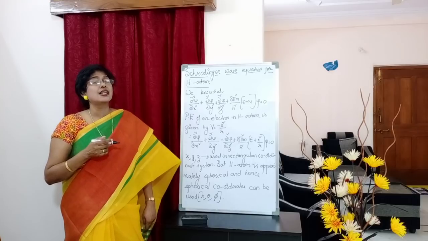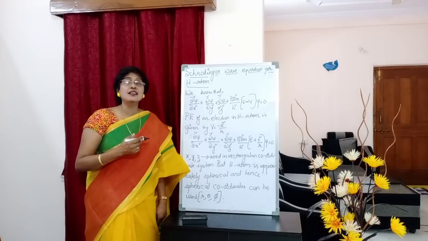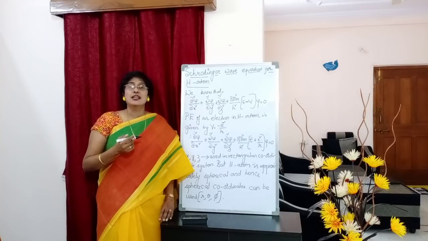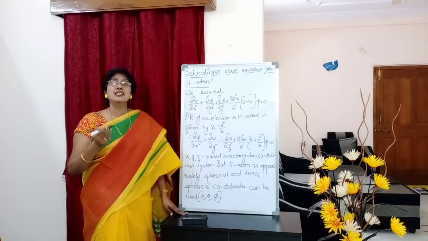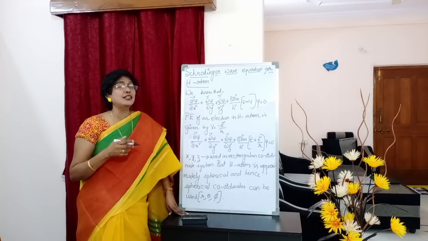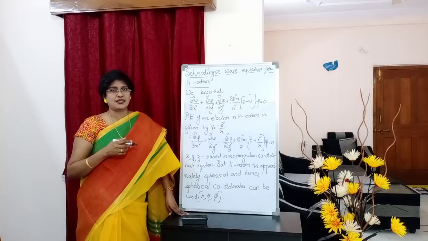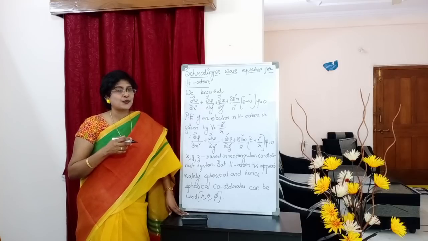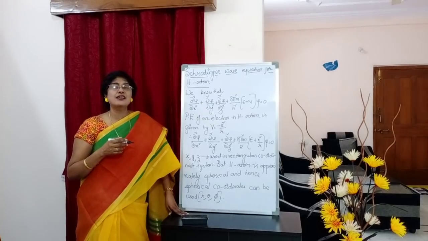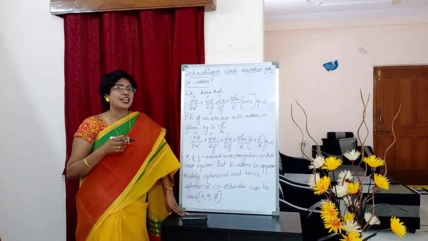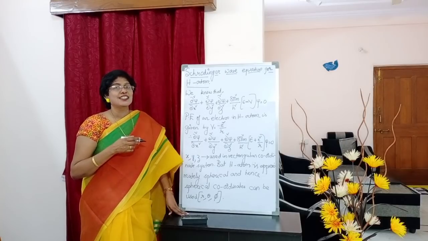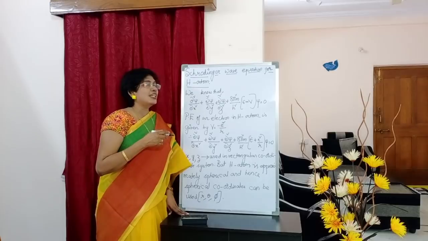Here, students, we are not going to learn how this equation is being derived. There is no derivation of this equation in your current syllabus, so we learn only the equation. Clear? So put the side heading Schrodinger wave equation for hydrogen atom. Underline the side heading also. So what is this Schrodinger wave equation?